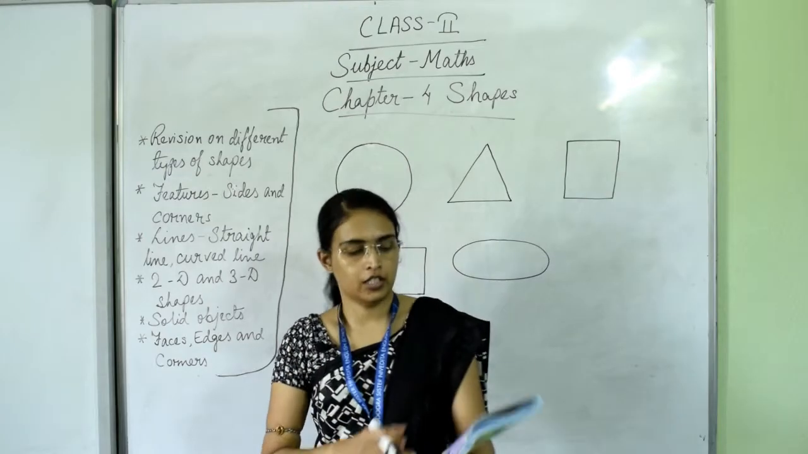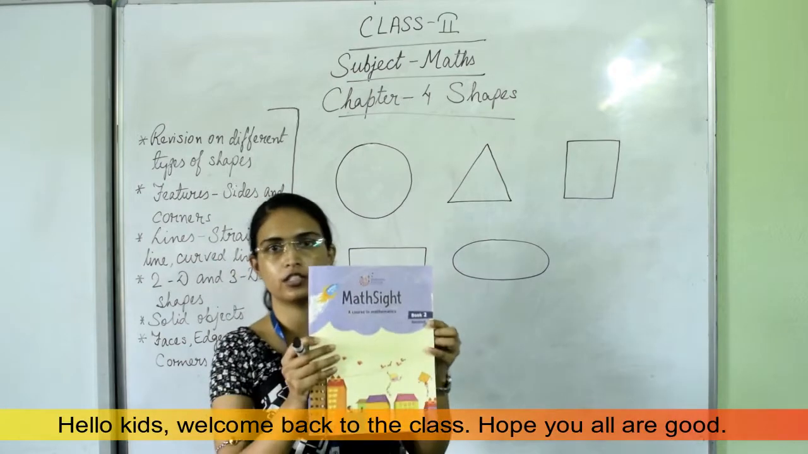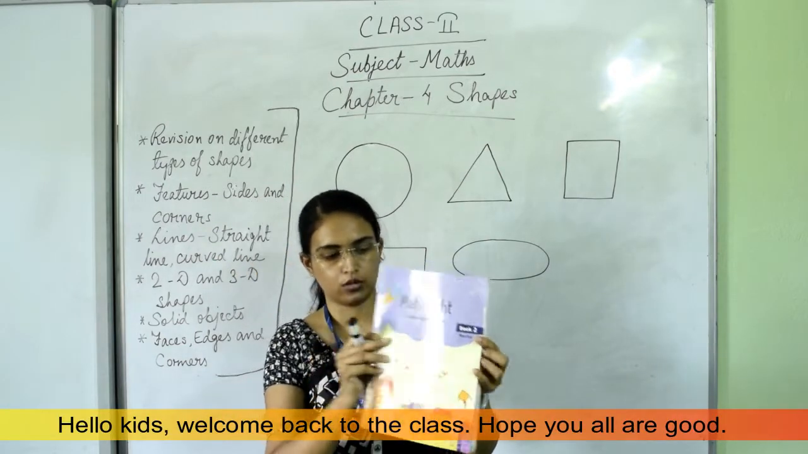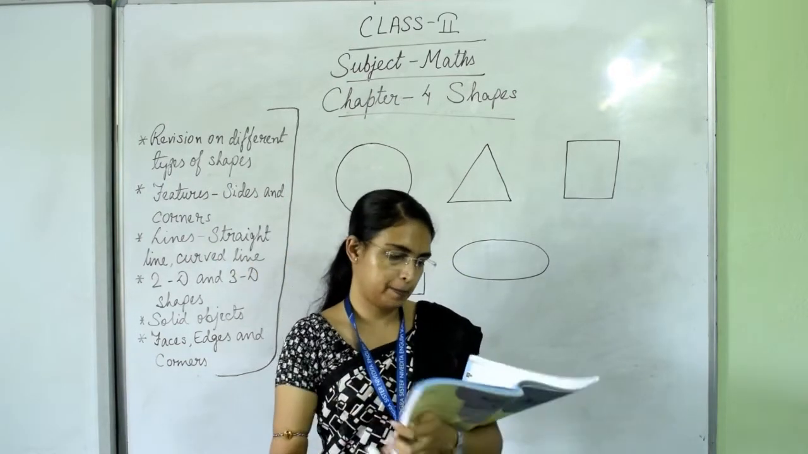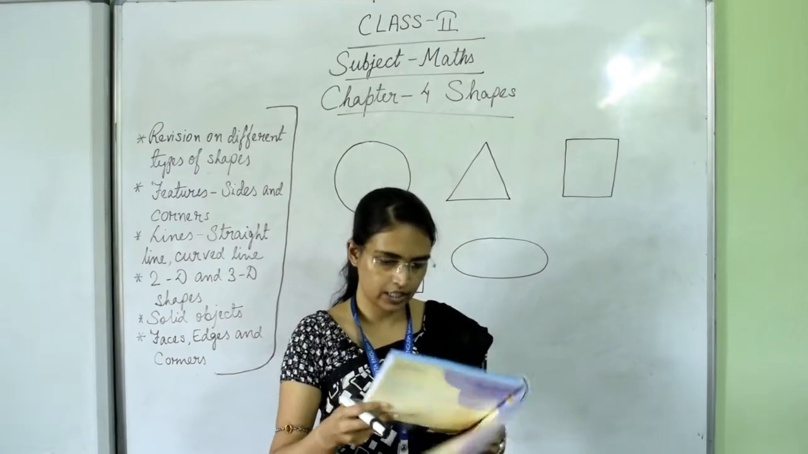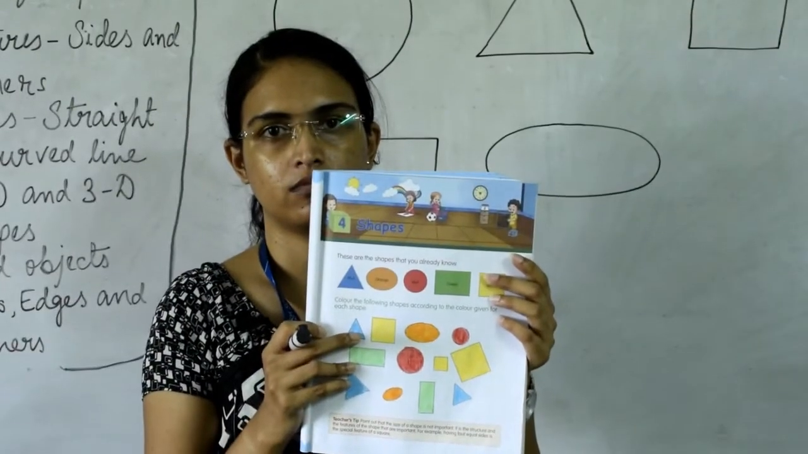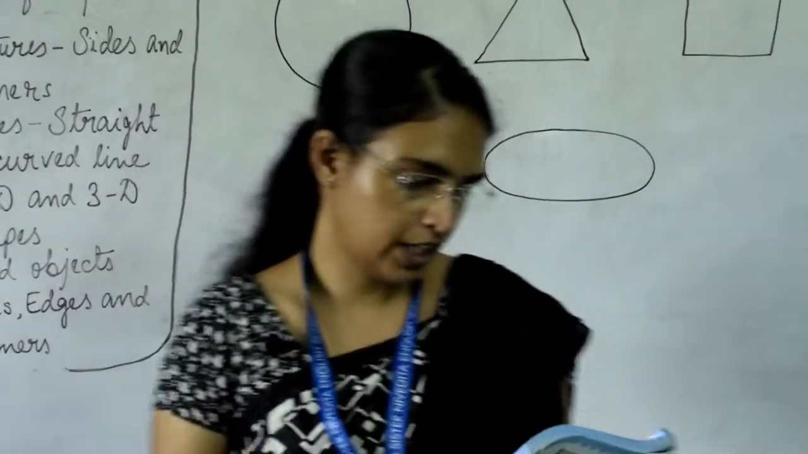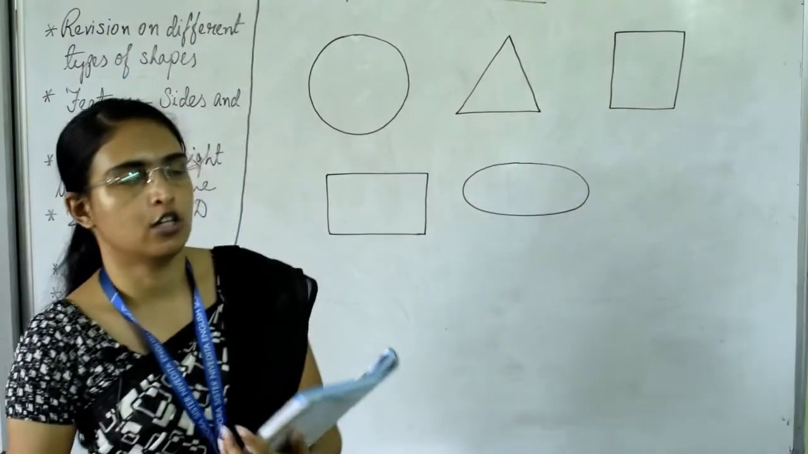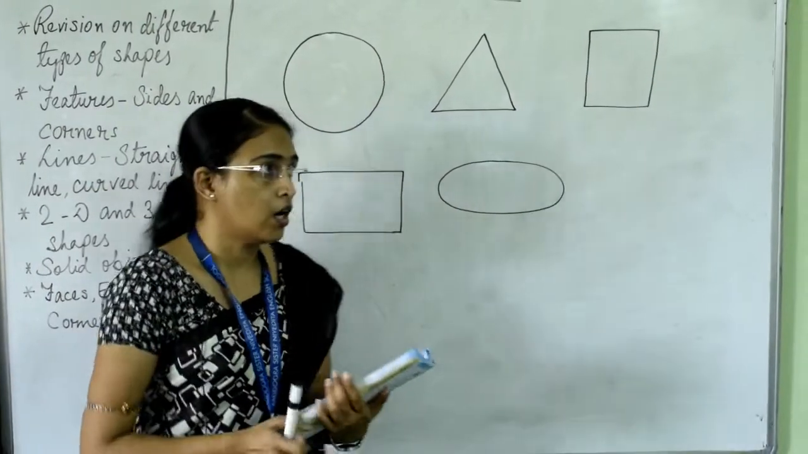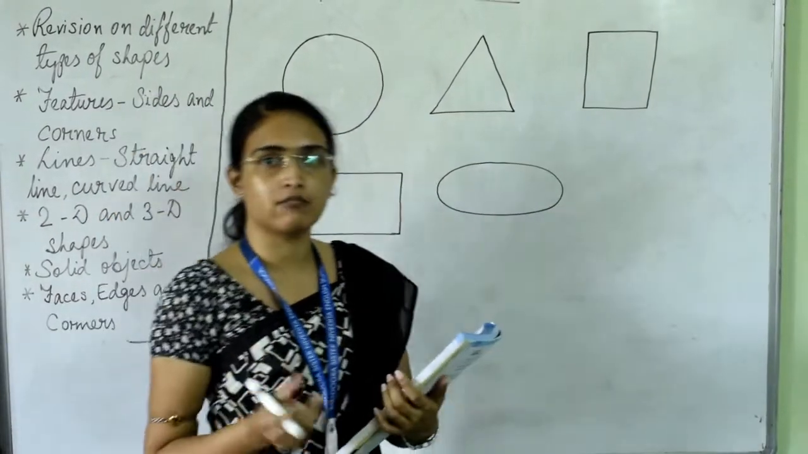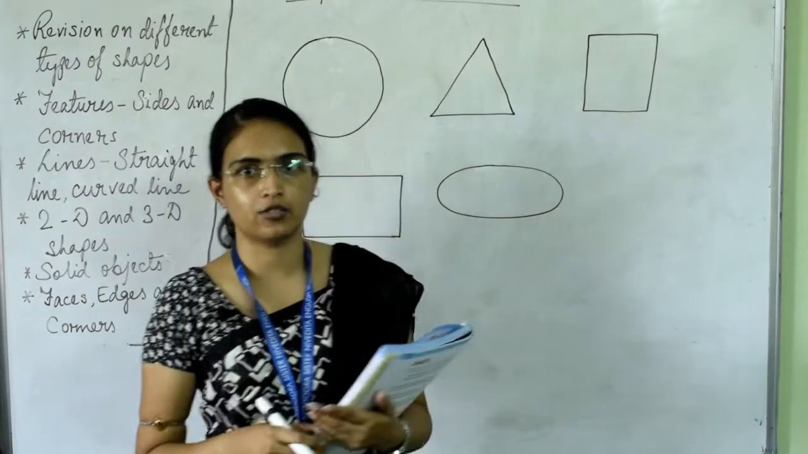Hello kids, now take out your math side book. This is your math side book, and open page number 37, chapter 4, this one. The name of the chapter is shapes. We have learned the names of shapes in our previous class, right?